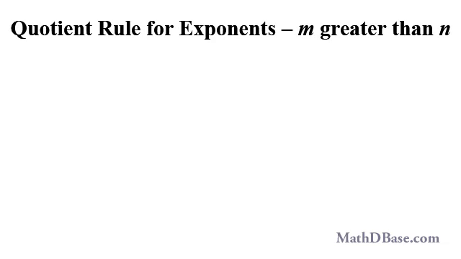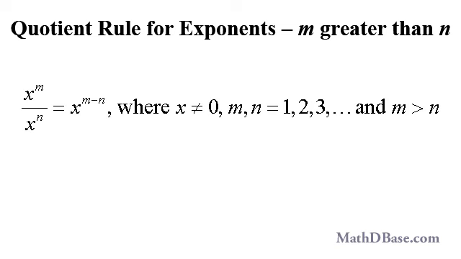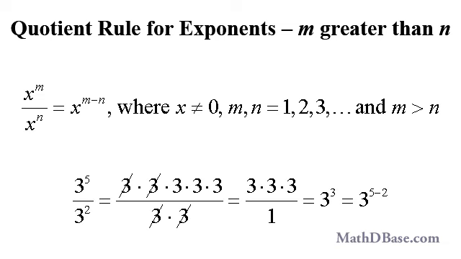To divide two exponential expressions that have the same base, use the common base and subtract the exponent of the denominator from the exponent of the numerator. In symbols, if x is a non-zero integer and m and n are natural numbers with m larger than n, x to the mth power divided by x to the nth power is equal to x to the m minus nth power. 3 to the 5th divided by 3 squared is equal to 3 times 3 times 3 times 3 times 3 over 3 times 3.